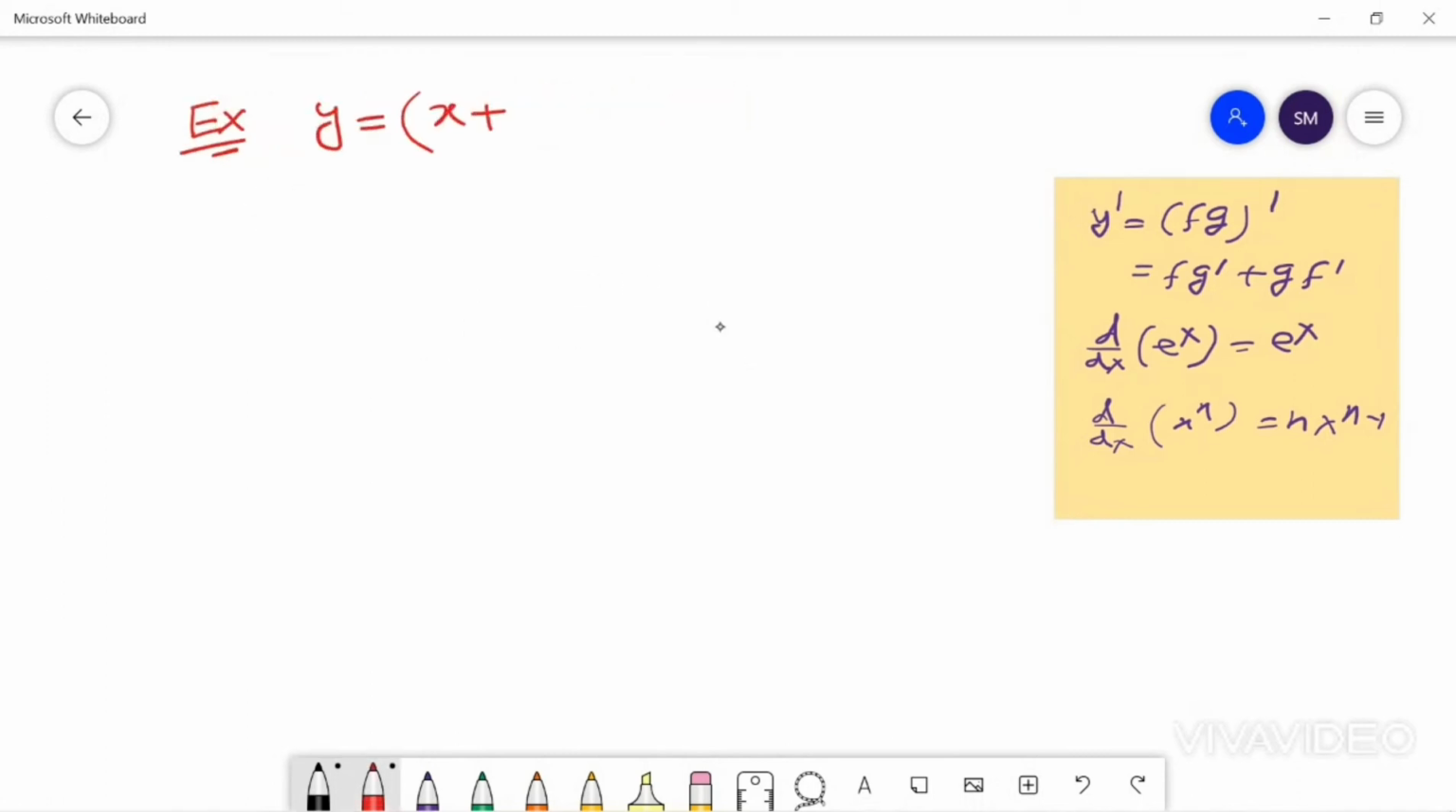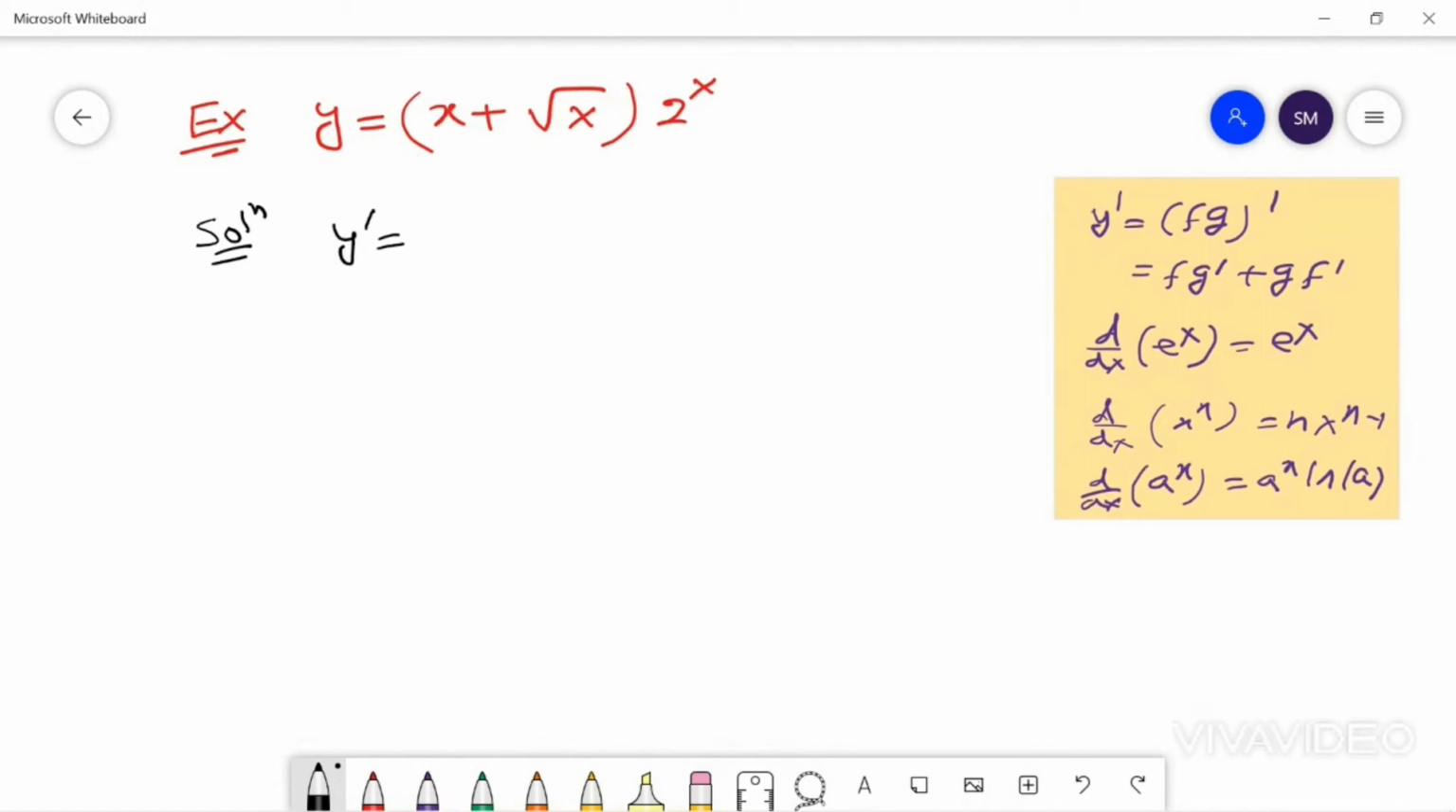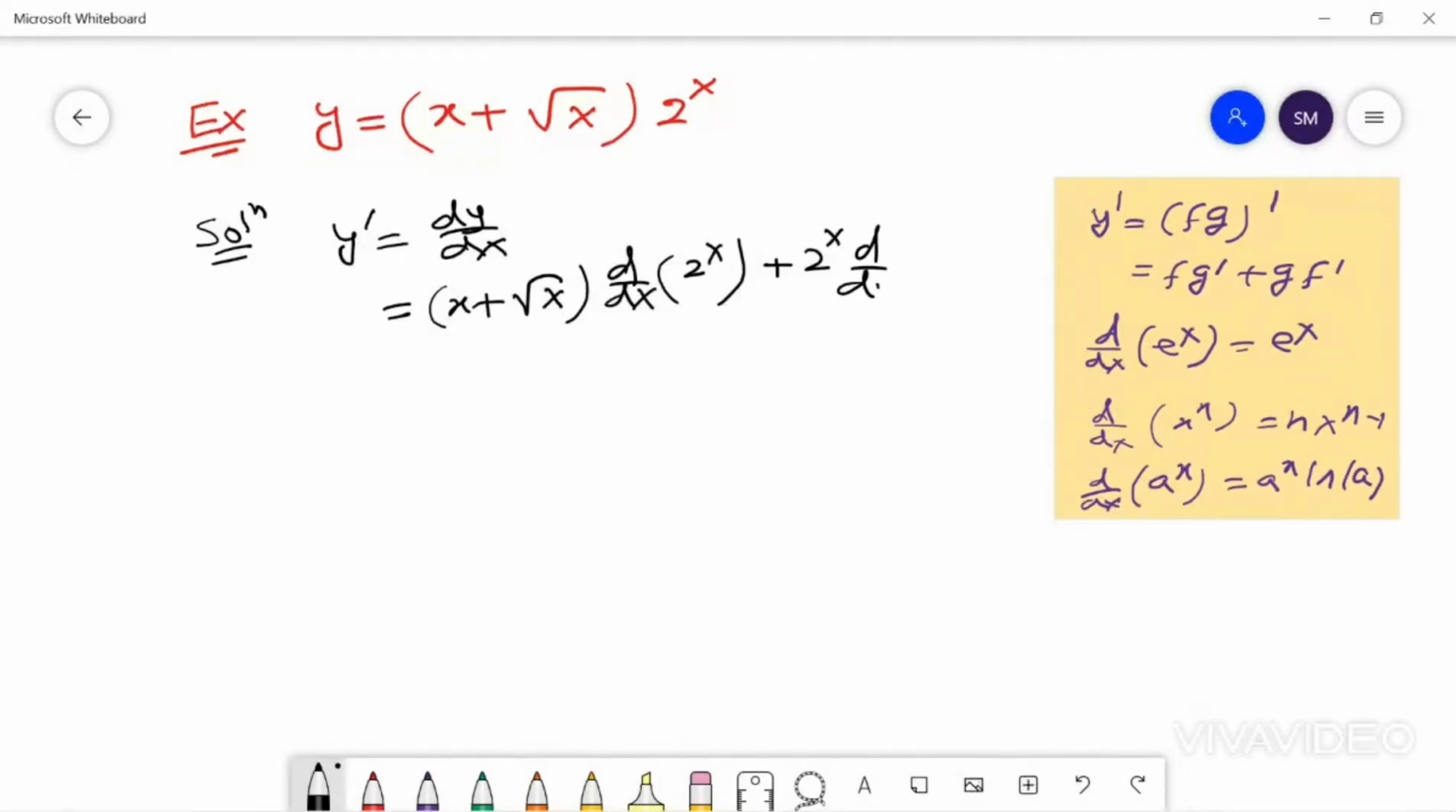In the next example, we have a function involving a square root function and an exponential function. Here we have the general exponential function in the form a^x. The derivative of a^x is given as a^x ln a. Using this rule, y' equals dy/dx, with (x + √x) times the derivative of 2^x, plus 2^x times the derivative of x + √x.